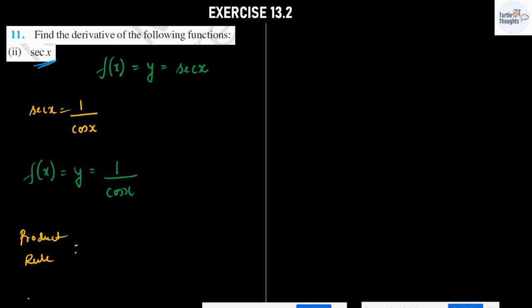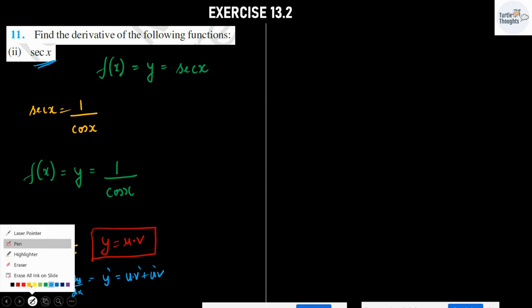Product rule says that if I have y is equal to u multiplied by v, two terms multiplied with each other, then the differential y dash or dy by dx is given by u multiplied by v dash plus u dash multiplied by v. This is what your product rule says.